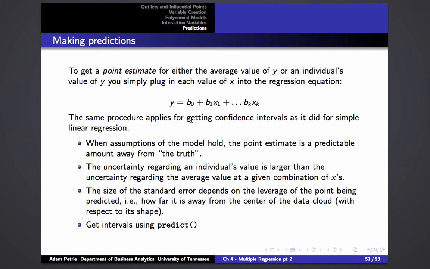And when all of the assumptions behind the regression model are true, we can actually predict how far away our estimate is from the truth. That's what the standard error is. And so we can use predict once again to actually get prediction and confidence intervals.